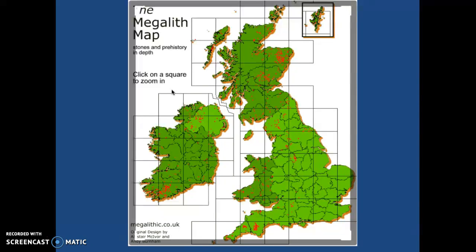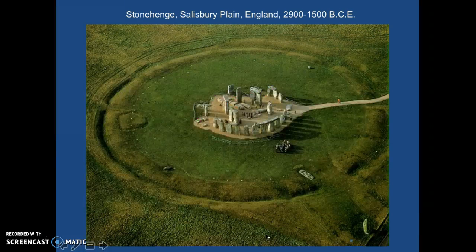There are also a wide number of megalithic stone formations all throughout the UK, Ireland, and northern France. This map, which is available online from megalithic.co.uk, shows all of the megalithic stone formations in the UK. So you can see a lot of them in what is Wales and Scotland, quite a few of them in Ireland, but also quite a few throughout England itself. The one your textbook focuses on and best known is the Stonehenge formation in Salisbury Plain, England.